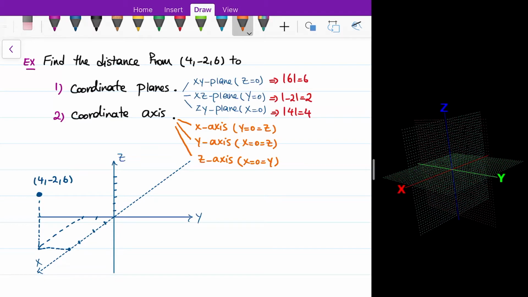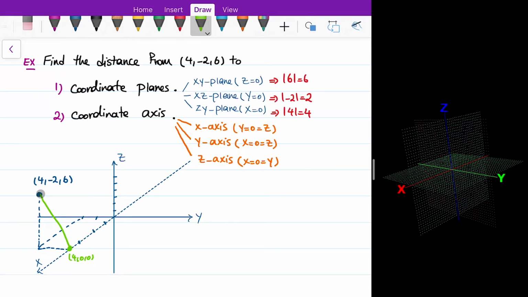Okay, now to find the distance from this point to the x-axis first. What is the closest point on the x-axis to this point? As you see, the closest point would be this one. Okay, so let me have the distance like this. So this point, which is 4, 0, 0, is the closest point to the point 4, -2 and 6.